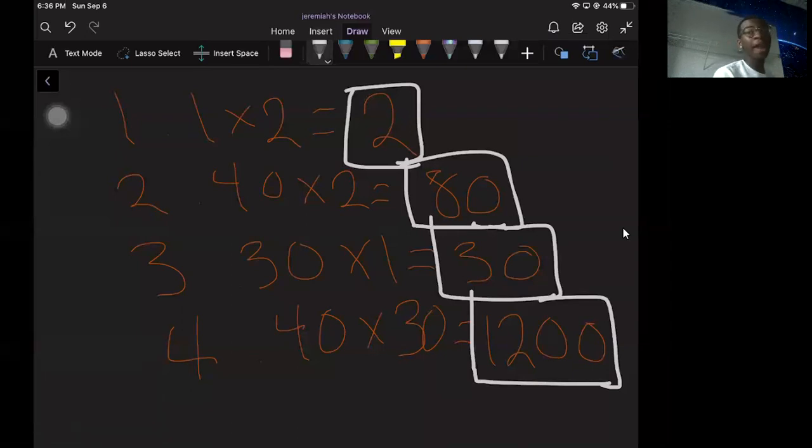Okay, so as you can see on the screen, we have first step 1 times 2. The answer to that is 2. Next step, 40 times 2, it equals 80. Number 3, 30 times 1 equals 30. Next step, 4, 40 times 30 equals 1,200. So now, add them all together.